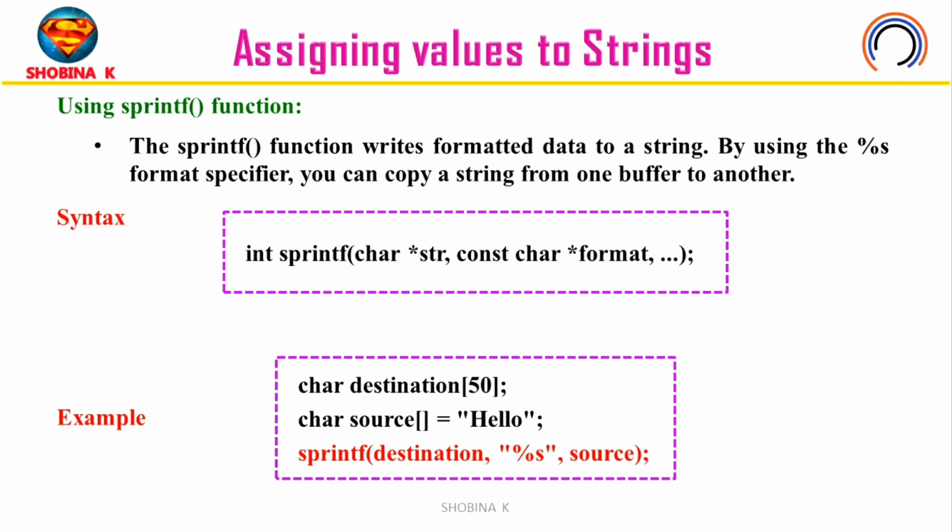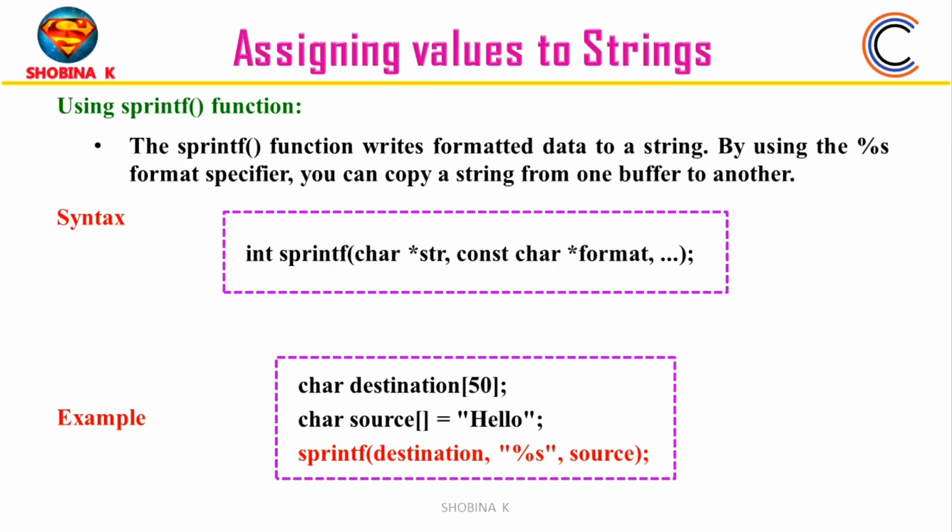Now let's see how the function call in the example aligns with the function signature, which is the syntax. The first argument, destination, corresponds to the char *str parameter in the syntax. It is a pointer to the destination buffer where the formatted string will be stored. The second argument, %s, corresponds to the const char *format parameter in the function signature. It is a pointer to the format string indicating how the data will be formatted. In this case, %s specifies that the data to be inserted is a string. The third argument, source, corresponds to the additional data provided after the format string in the function call. So in this case, the source contains the actual data, which is the string "hello", inserted into the format string. In simple terms, the sprintf function formats the data into a string and stores it in a buffer.